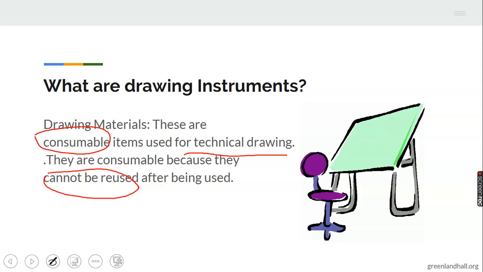After being used, when you use your pencil and you have sharpened it and used it, it will reduce in size. The part that you have used, you can't use again, except what is remaining. Same thing with paper. If you have used it, you will not be able to use it again because you have to keep it and pick up a new sheet.